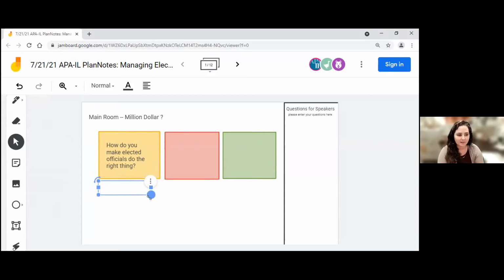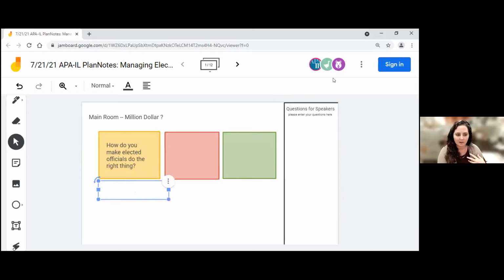And then also, I just want to point out that we included a column on the right side of each Jamboard slide. You can type in questions for our speakers, Rob and Kim, and they'll try to either type back an answer or address it in our Q&A if we have time.